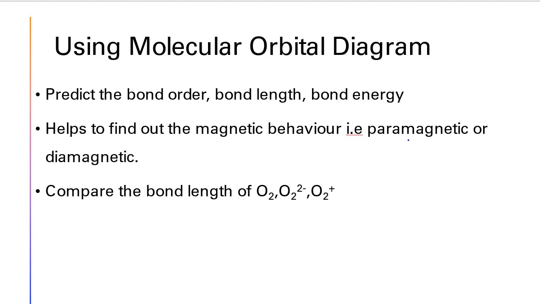Magnetic behavior means whether the given species is paramagnetic. Paramagnetic means whether it contains unpaired electrons, or diamagnetic. Diamagnetic means the species contain paired electrons. So here we have taken some molecules, and let us consider how to draw the molecular orbital diagram for the following species.